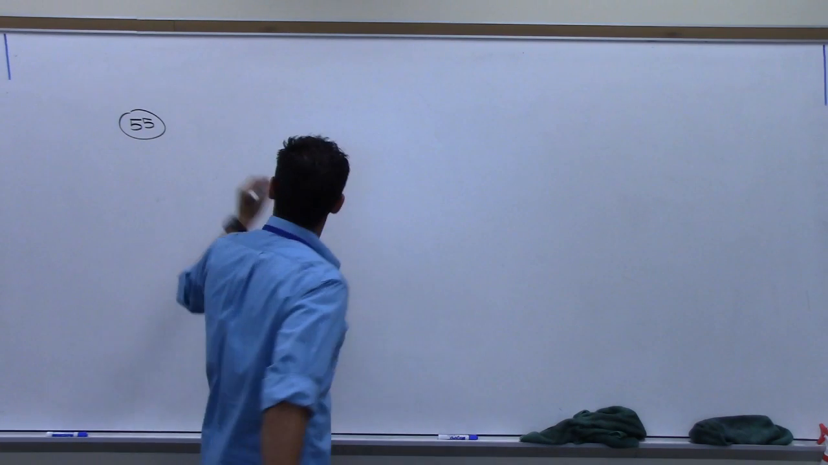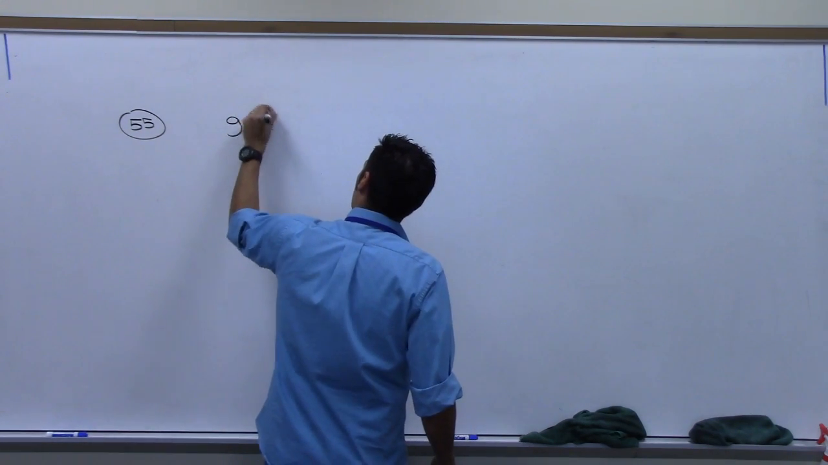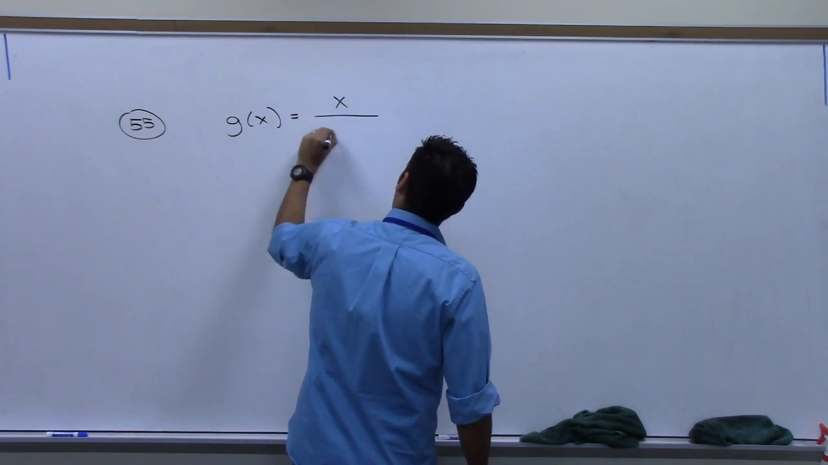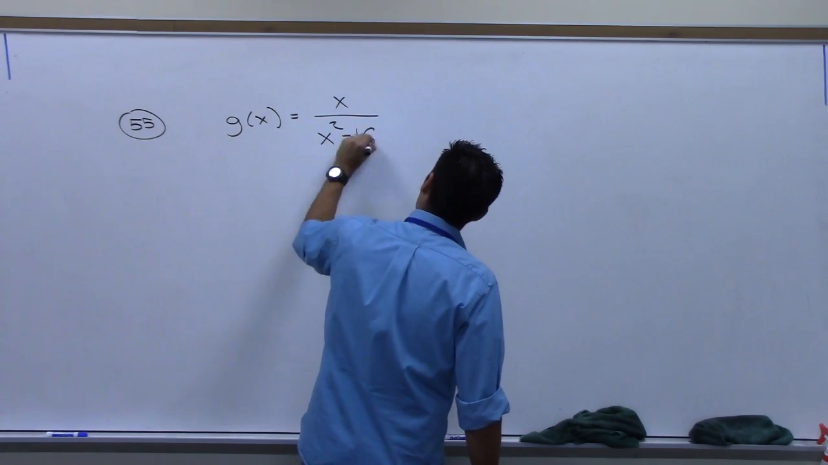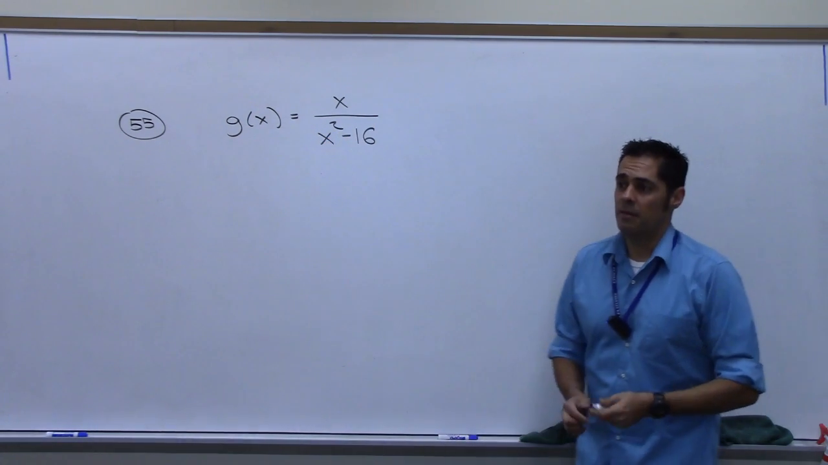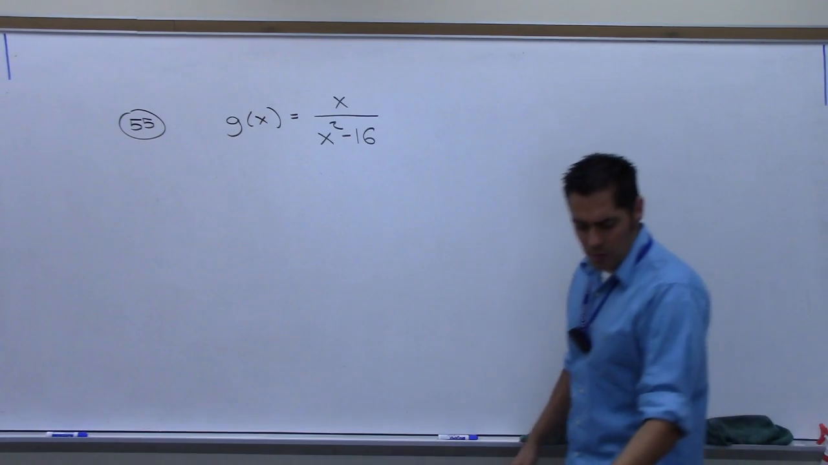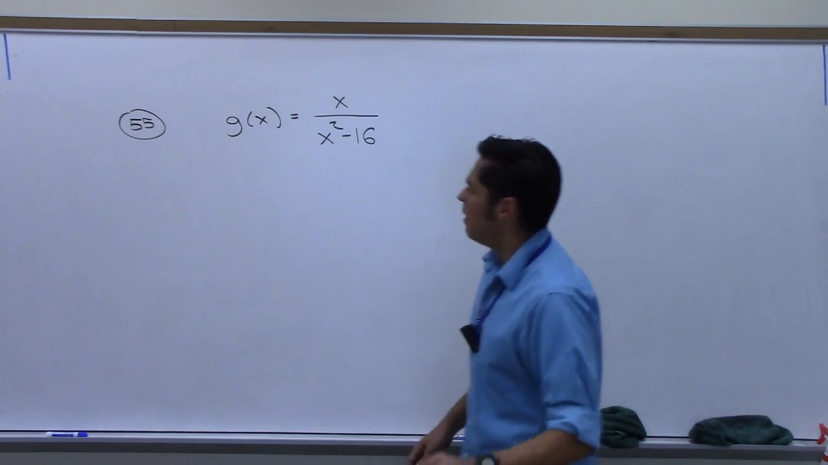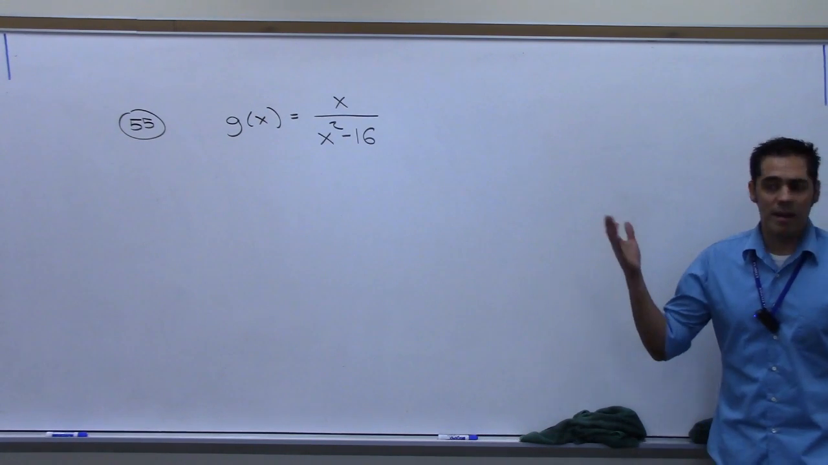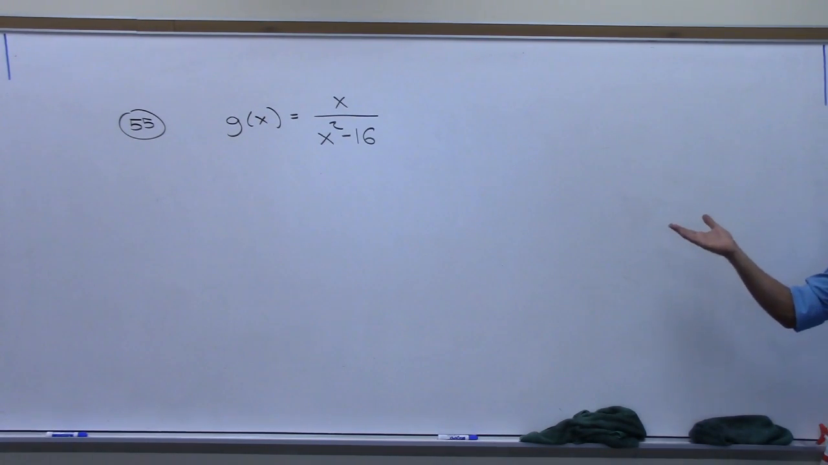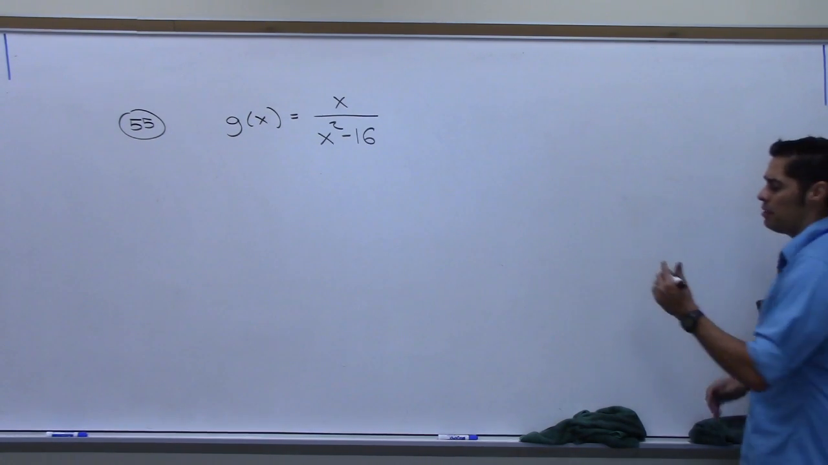G of x equals x over x squared minus 16. And we are asked to find the domain. So the domain, we're looking for anything that might cause a problem when we try and actually plug values of x in. We don't have any square roots or even roots, so we don't have to worry about that. We're really just focusing on division by 0. And it is possible to get division by 0 here, right?